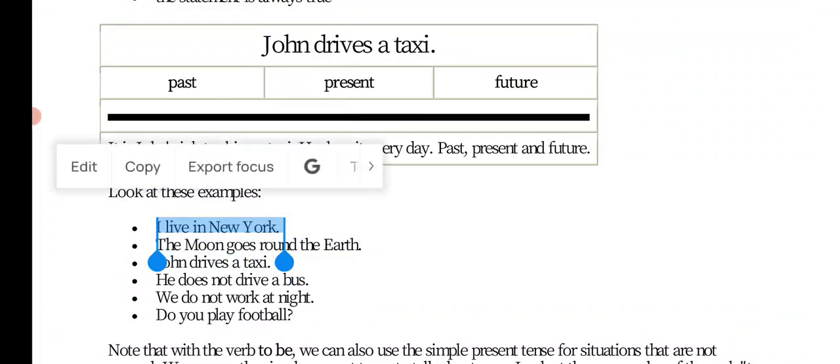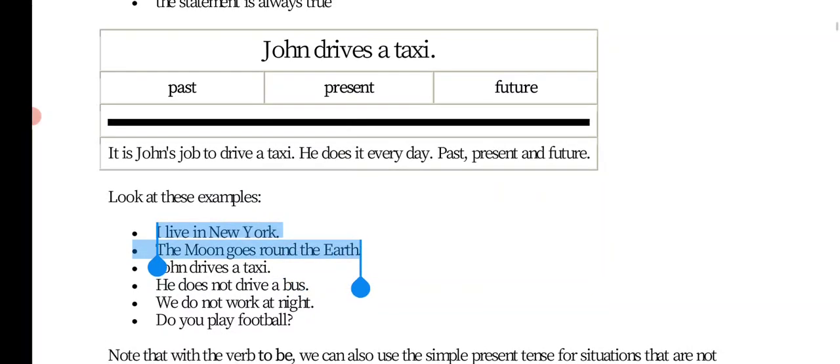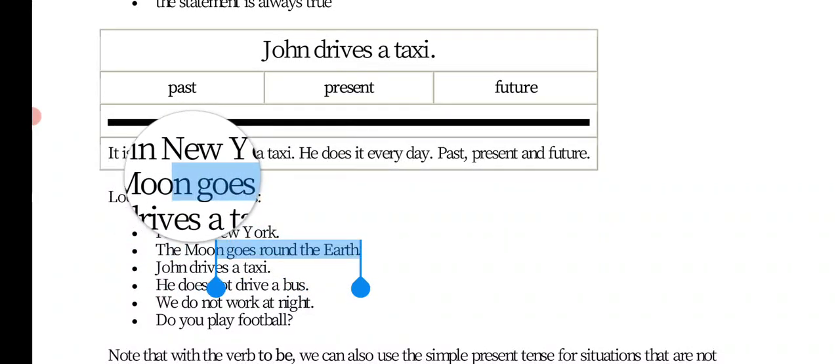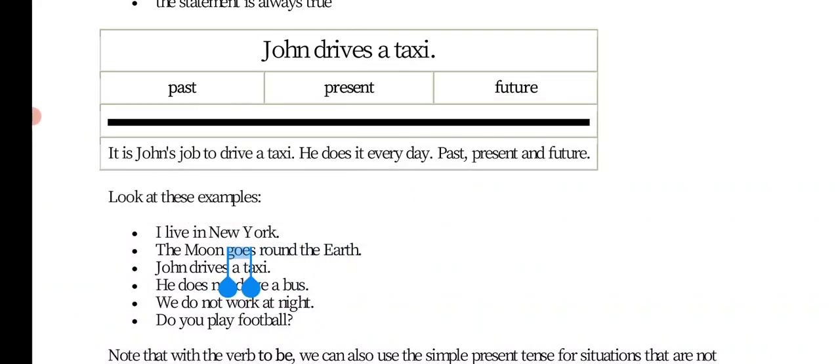I is the subject, live is the main verb, in is a preposition, and New York is the name of a place. So I is singular here. So I live in, there is no es form in the main verb. But if I say he lives in New York, because he is third person, the main verb takes the es form. And in this example, the moon goes around the earth. So you can see the es form contains go plus es, because moon is third person singular in present tense.